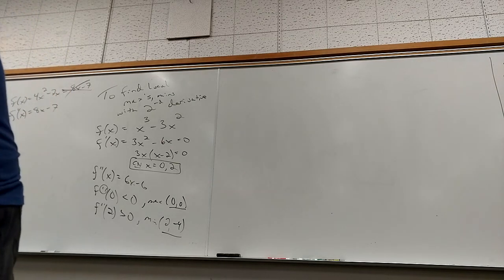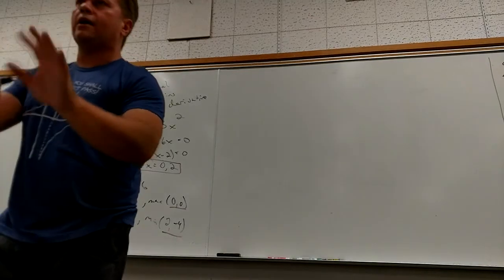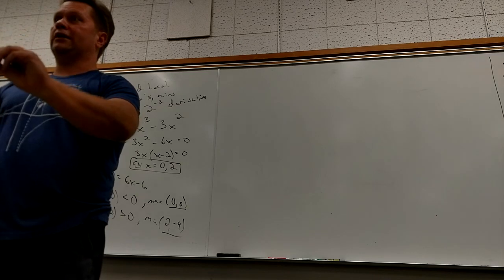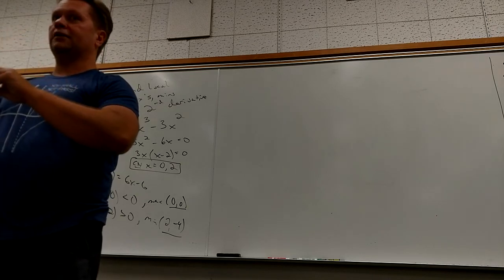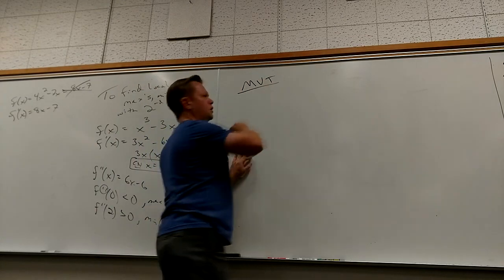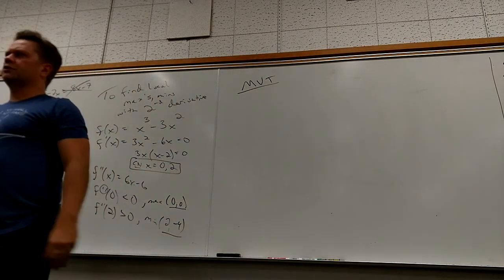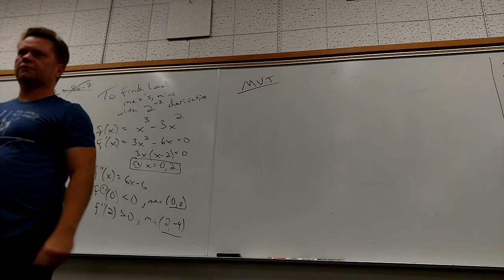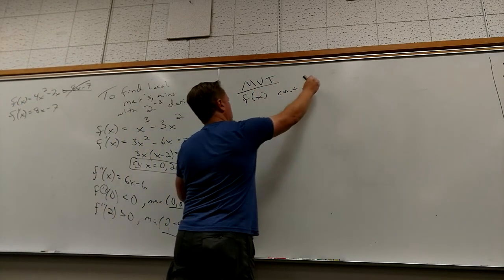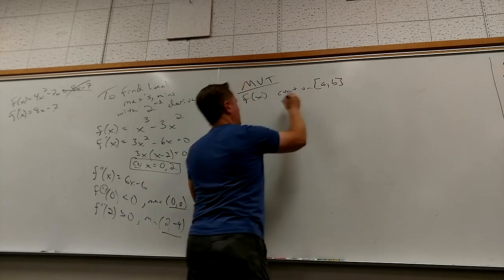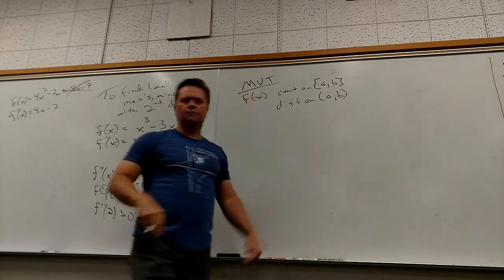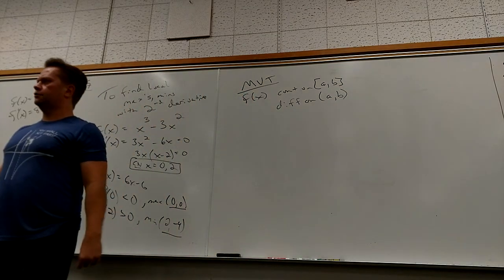Okay, 5. What are the hypotheses of the mean value theorem? Seems like maybe you've got to know these. What are they? No, come on. The function I'm given to work with must be two things. Continuous on [a, b], and differentiable on (a, b). It doesn't have to be differentiable at the endpoints. That's too extreme of a requirement.